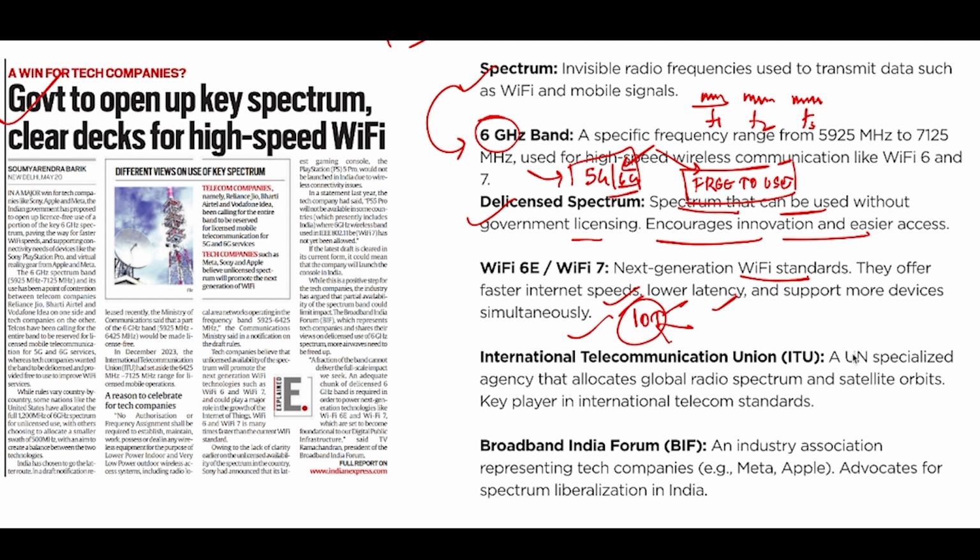If you have read this article, you must have read about International Telecommunication Union or ITU, which is a UN specialized agency that allocates global radio spectrum and satellite orbits. It is a key player in international telecom standards, extremely important from prelims point of view. Broadband India Forum is an industry association representing tech companies like Meta and Apple, which advocated for spectrum liberalization in our country.